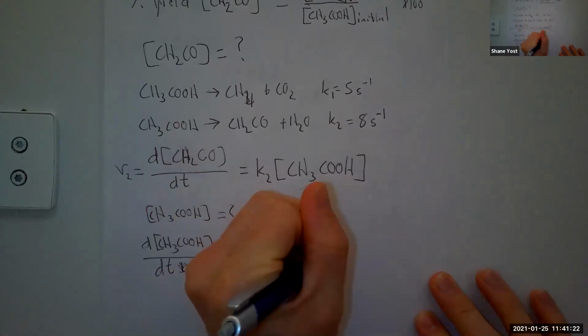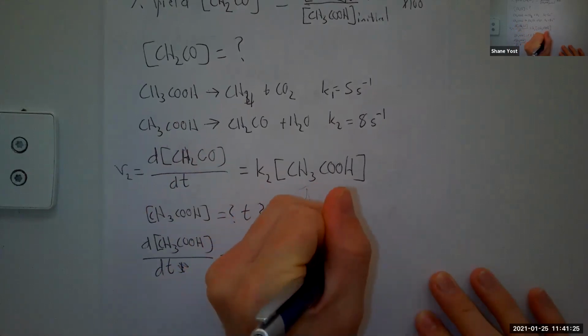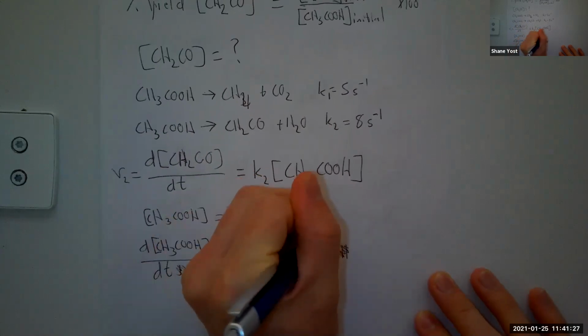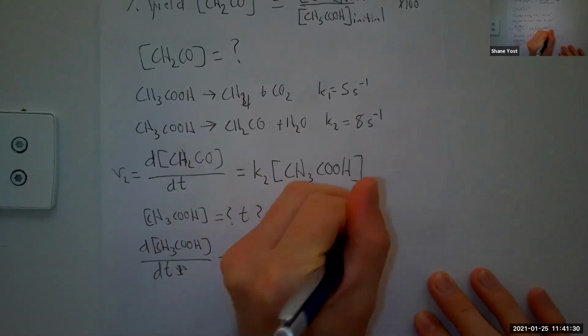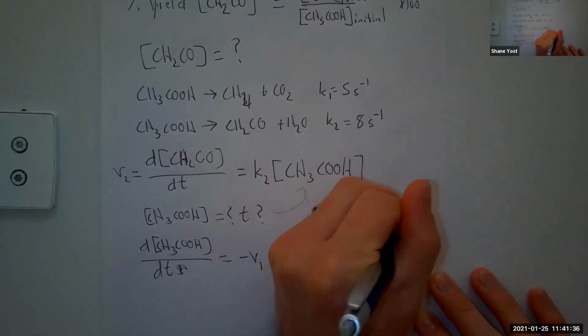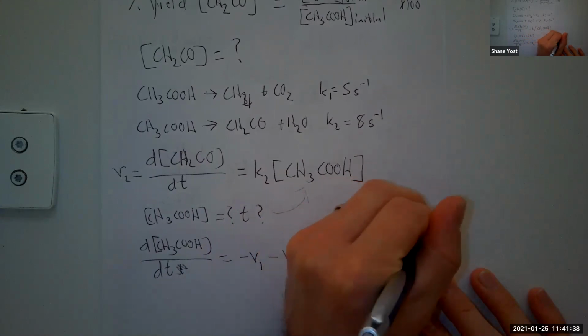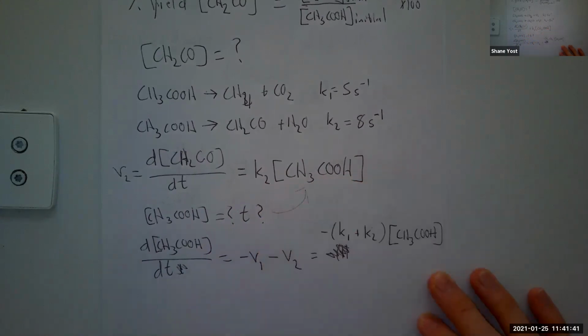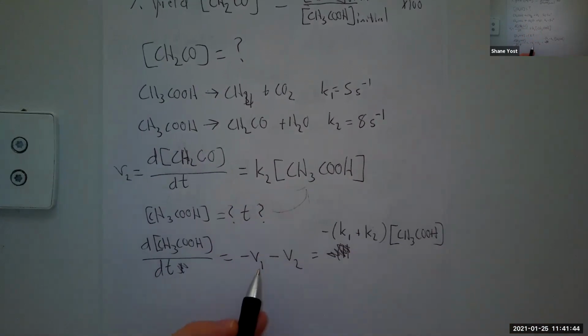Plugging in, that is equal to minus K1 plus K2 times the concentration of CH3COOH. Because V1's rate law is just K1 times CH3COOH, and V2's rate law is just K2 times the concentration of CH3COOH. So I just pull the CH3COOH out to get minus K1 plus K2 times the concentration of CH3COOH.